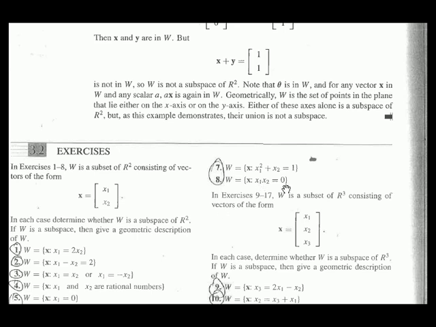Notice that's basically the union of two subspaces. That is, the x-axis and the y-axis are both lines through the origin, so they're both subspaces. You take the union, the set of all vectors that are in either the x-axis or the y-axis, and that is not a subspace anymore.